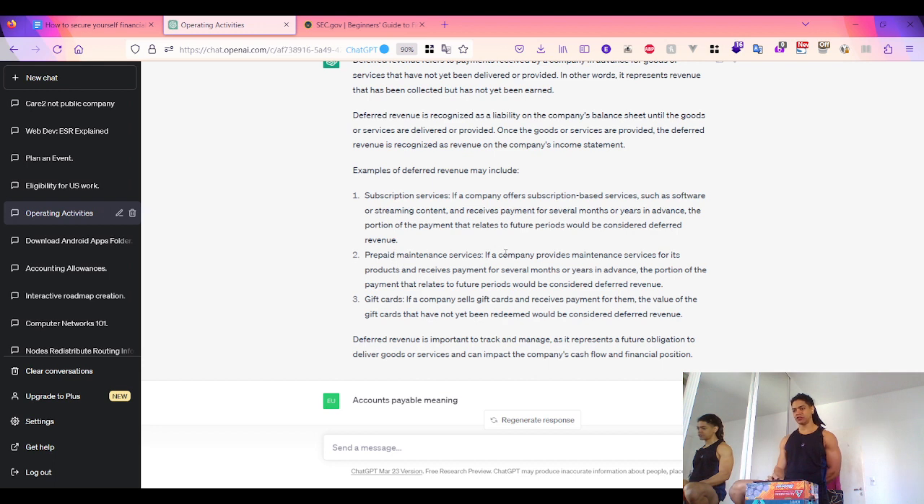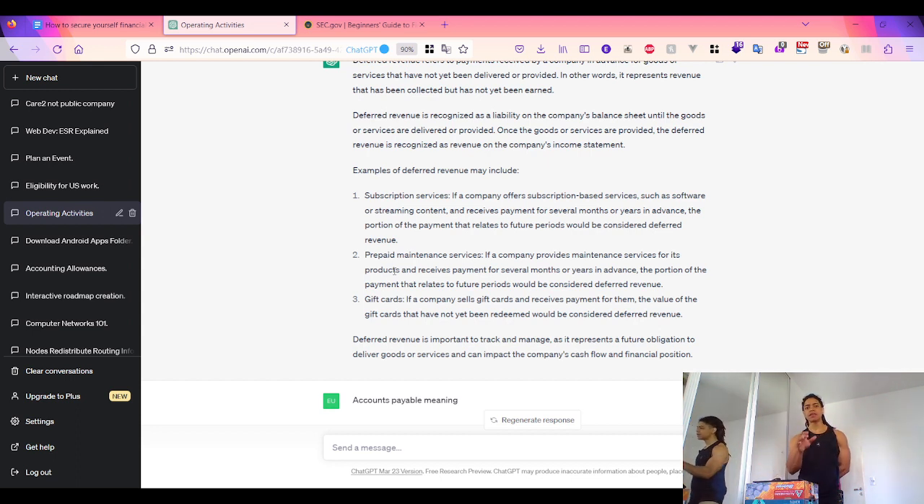Prepay maintenance service is when a company provides maintenance service for its product and receives payment for several months or years in advance. The portion of the payment that relates to future periods will be considered deferred revenue. Because after all, even though you collected the payment, you have this obligation to provide the good and service.